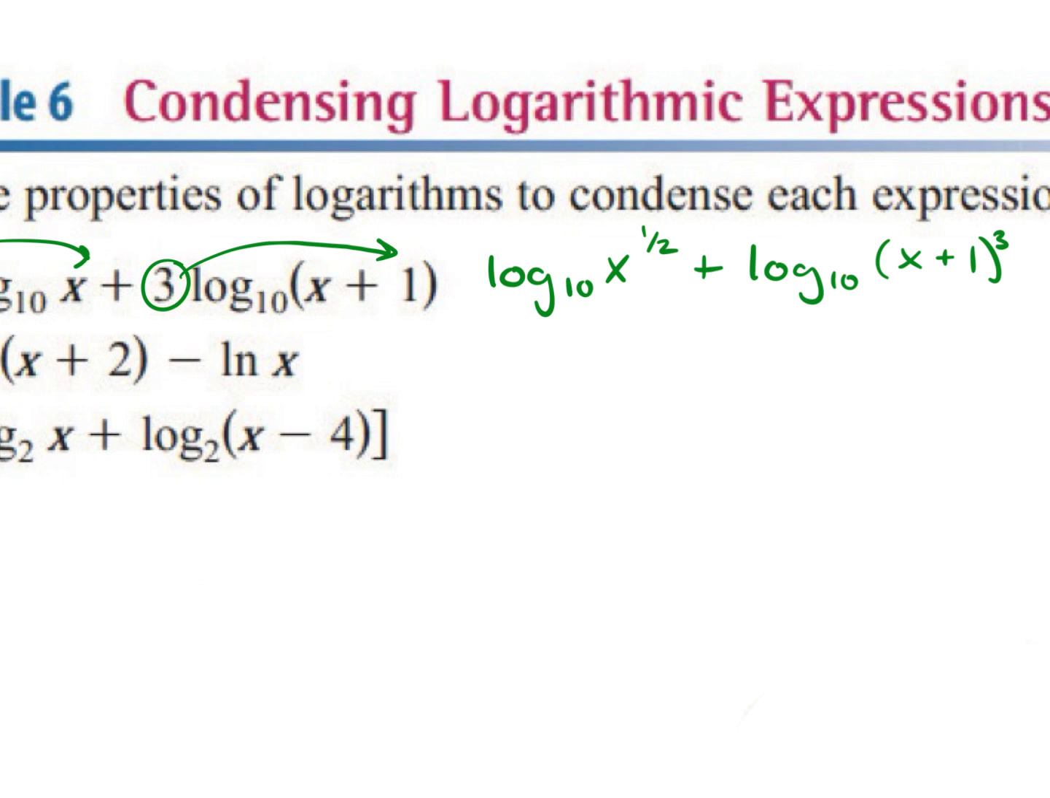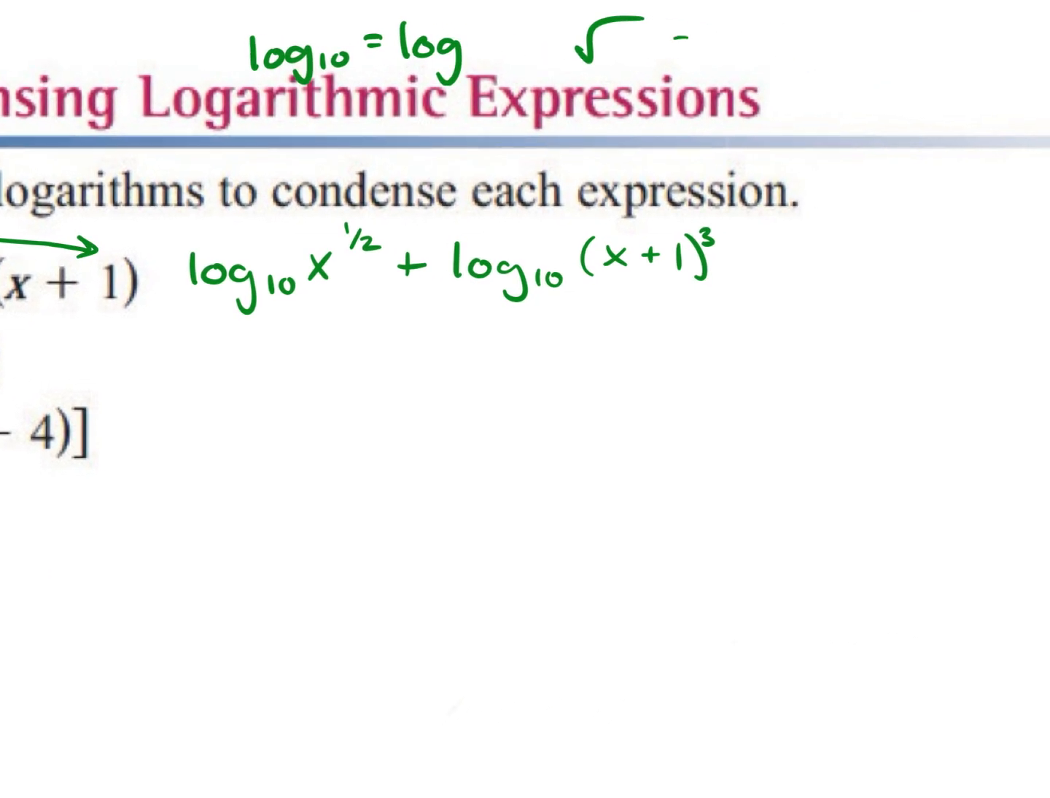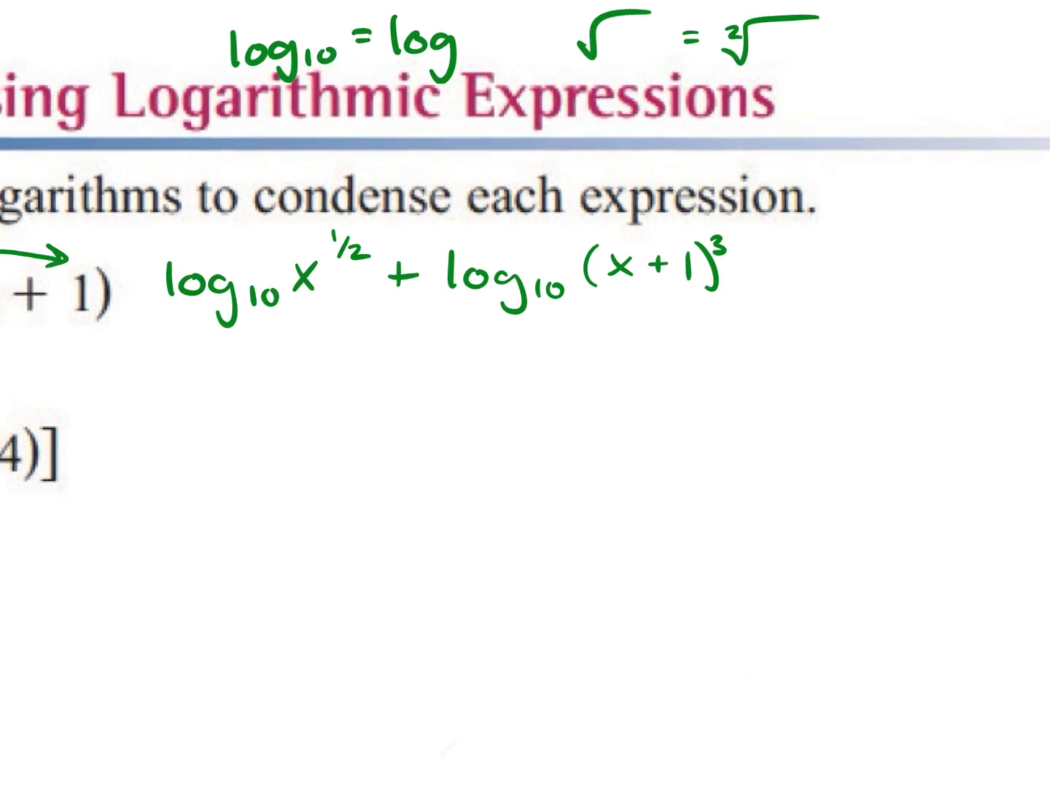Do I need to write the 10 there in my answer? Do we need to write the 10 in our log? 10 is the common log, so if it's not there, it's the same thing. If you had log base 10, you could rewrite it just as log. That's fine too. So you could not even put the 10. It's like saying the square root is the same thing as the square root with a 2. You don't really need it. But we can leave it there. It's fine.